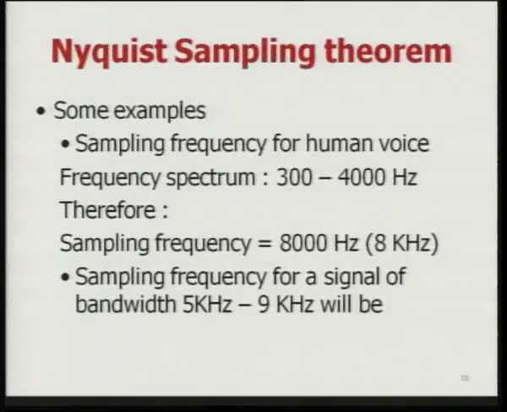So, let us say I have another signal which has a bandwidth of 5 kilohertz to 9 kilohertz. That gives me 9 kilohertz as my maximum frequency. Therefore, the sampling frequency for this should be twice the maximum frequency, or twice 9 kilohertz, so it should be 18 kilohertz. So, that is how we arrive at the sampling frequency.